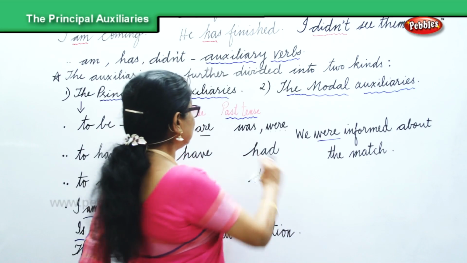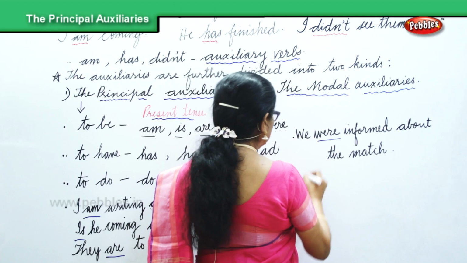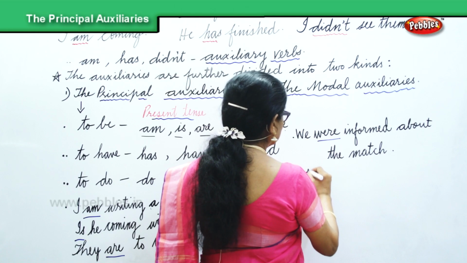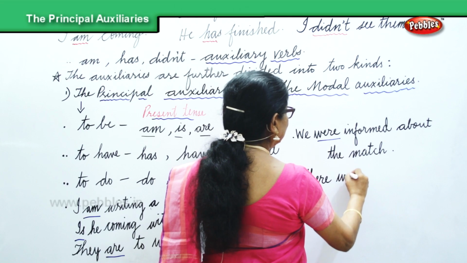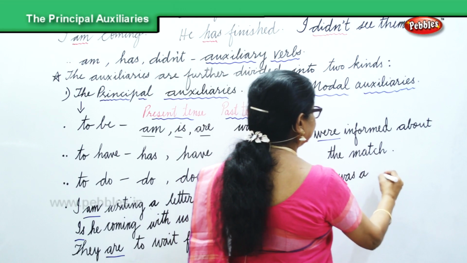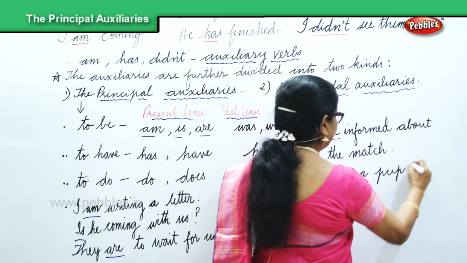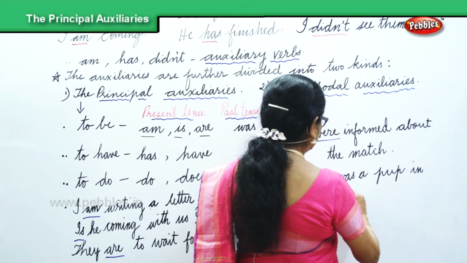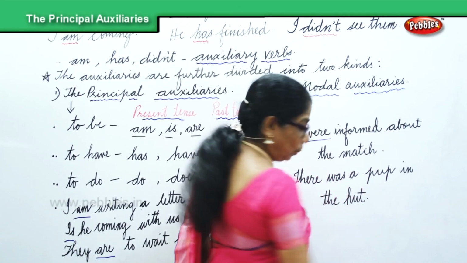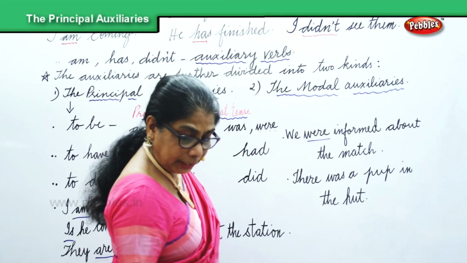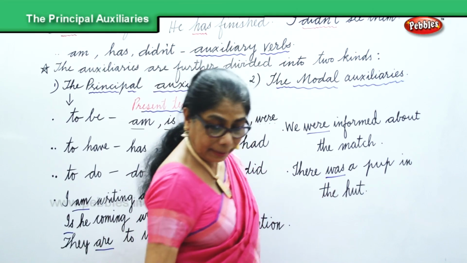Then was. There was a girl in the hut. Or there was a pup. There was a pup in the hut. There was.